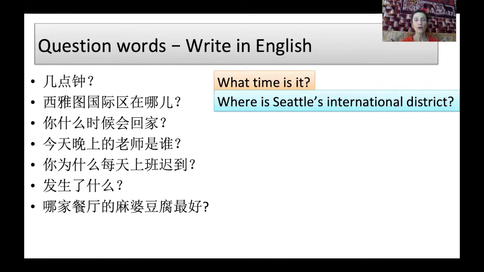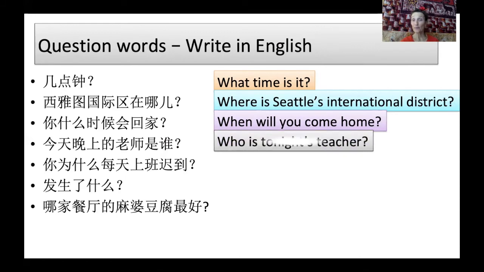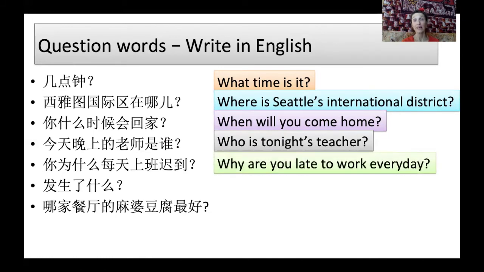什么时候会回家? When will you come home? 今天晚上的老师是谁? Who is tonight's teacher? 你为什么每天上班迟到? Oh, why? It's asking for a reason. 一个询问一个原因. Why? Okay. 发生了什么? What happened?